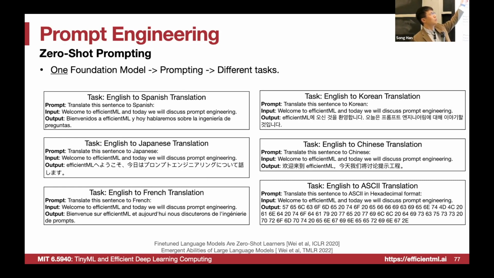Just using this single foundation model, by applying different prompts, you can solve different tasks, like English to Spanish translation, English to Japanese translation, English to French translation. You're reusing the same foundation model by giving different prompts, like translate this sentence to French, or translate this sentence to Korean, translate this sentence to Chinese. Just using different prompts, you can use the same model to achieve different goals, different tasks, or even translate the sentence to the binary representation in text format, which is pretty interesting.